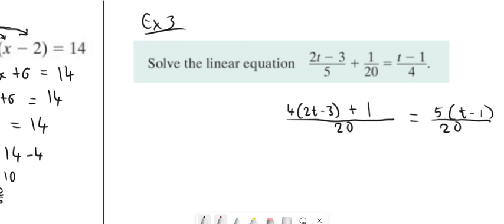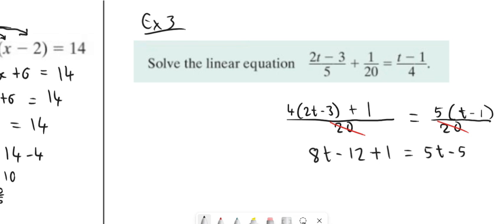Now, because we have the same denominator and we have an equal sign in the middle, I can get rid of the denominators. You can't do that unless you have an equal sign in the middle. But when you do, we can just look at the tops. If I multiply 4 into the brackets, I get 8t minus 12 plus 1 is equal to, and then multiply the 5 in, so 5t minus 5.